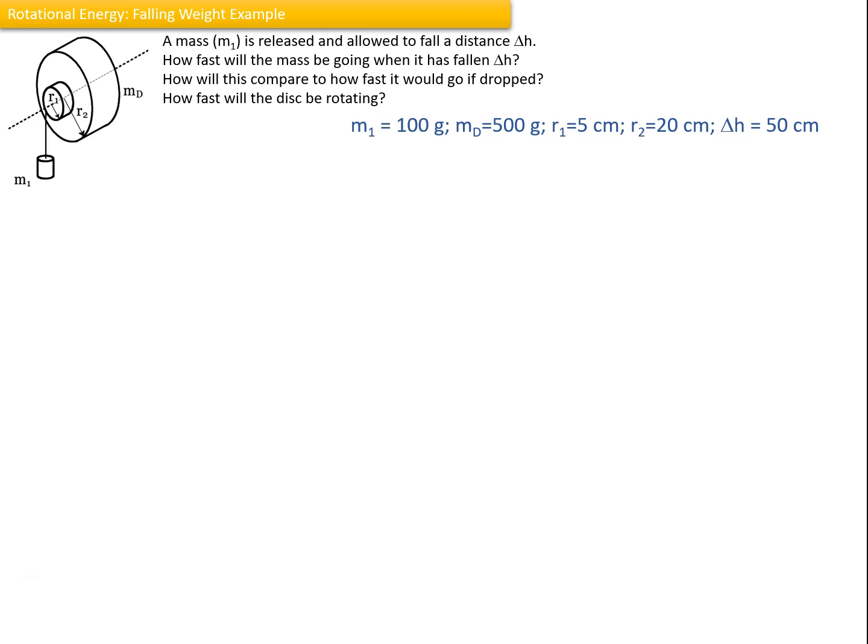Here we did this problem in class using torques and forces. It was a little bit annoying to solve. Here we have a mass attached to a pulley. The mass is falling, and we want to figure out how fast the mass is going to be going when it falls some distance delta h.